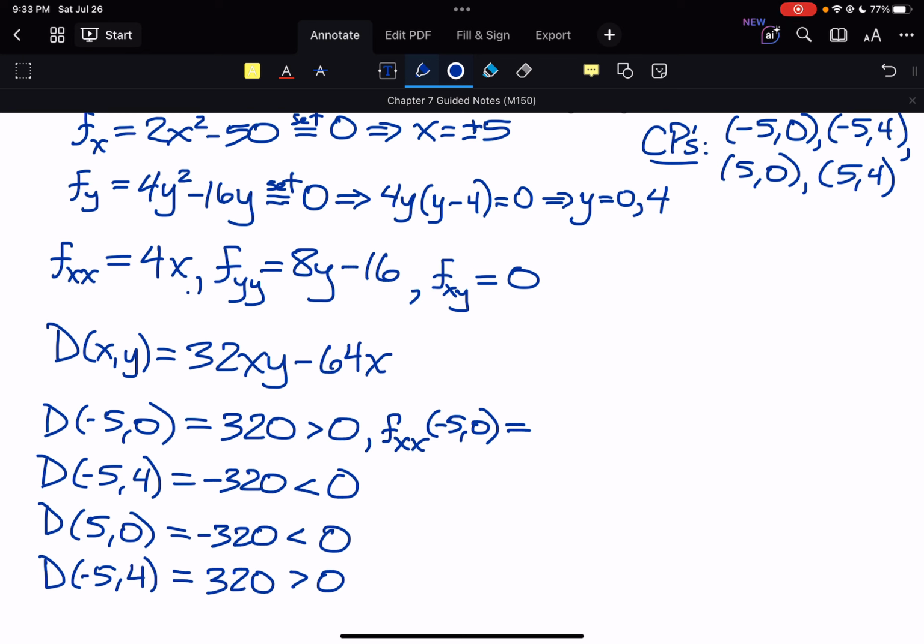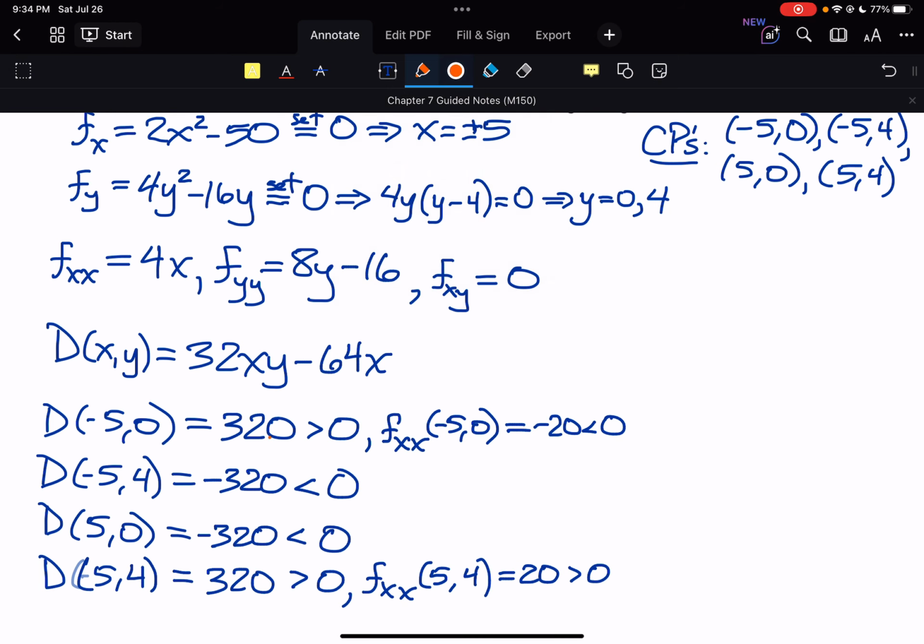So we get negative 20 and, oops, I messed that one up too, didn't I? Are you yelling at me again? That should be positive 5, positive 4. The number was right. This number was right. So we get 5, 4, which is going to be positive 20.